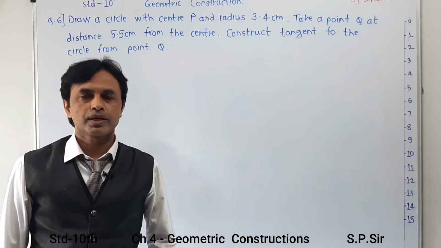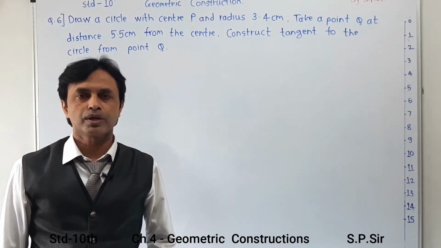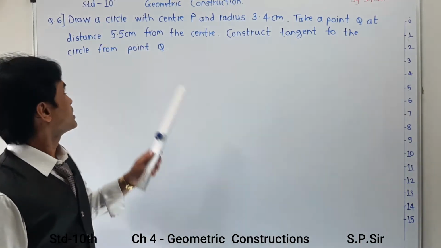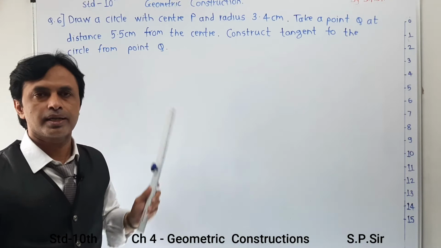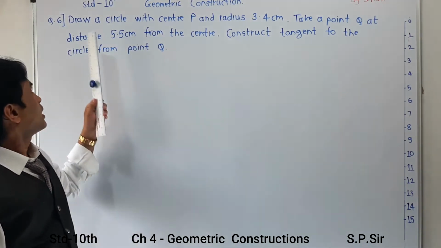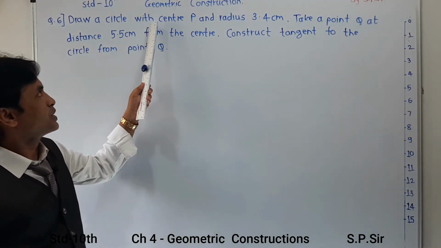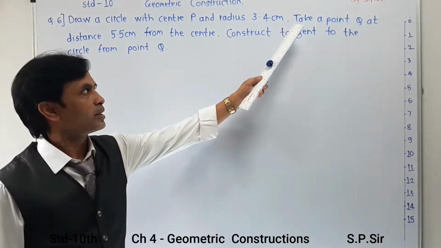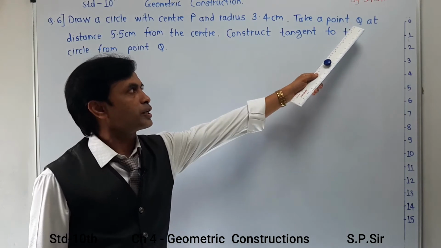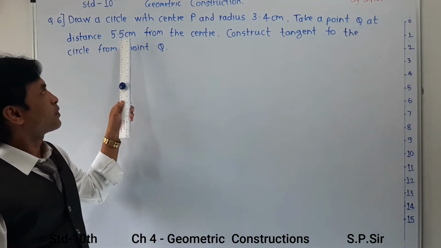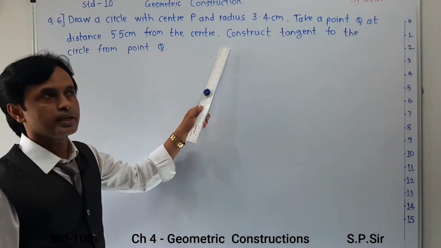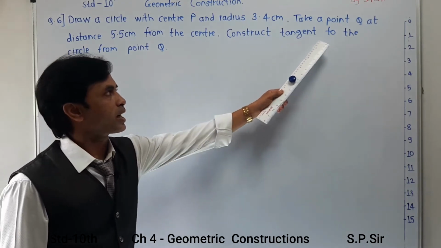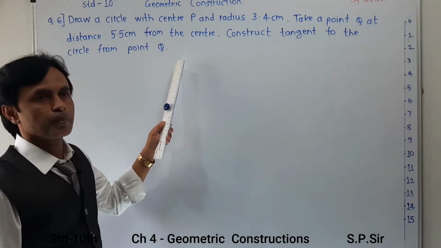Hello friends, in the last lecture we started 4.2, and continuing with that, we are now observing the 6th numerical. The numerical is: draw a circle with center P and radius 3.4 centimeter. Take a point Q at a distance 5.5 centimeter from the center. Construct the tangent to the circle from point Q.